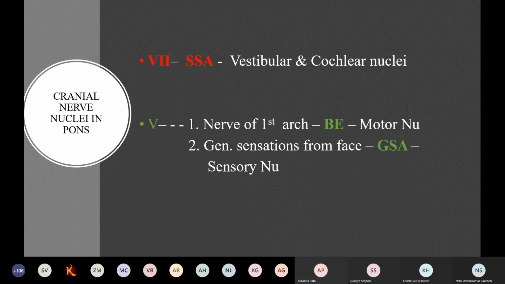Even the 5th nerve, which nuclei? There are 3 sensory nuclei for the 5th nerve. Out of these, the principal sensory nucleus is situated within the pons, the spinal nucleus in the medulla, and the mesencephalic nucleus in the midbrain. And the motor nucleus, the branchial efferent, is again situated in the pons.